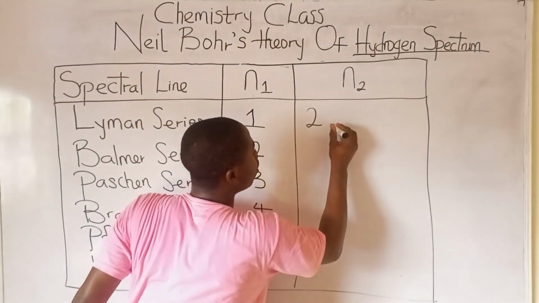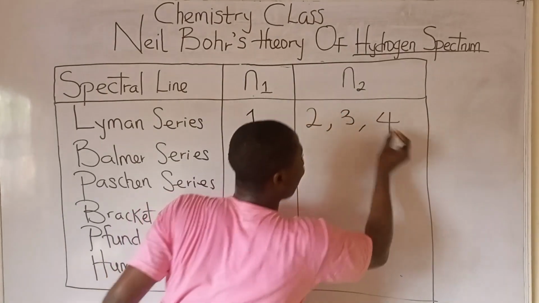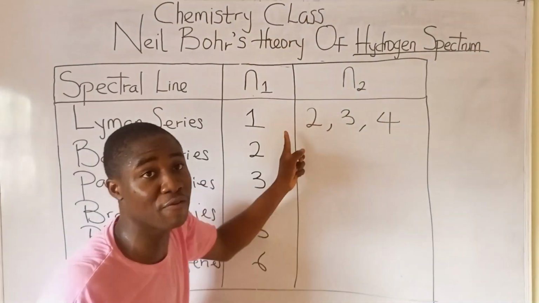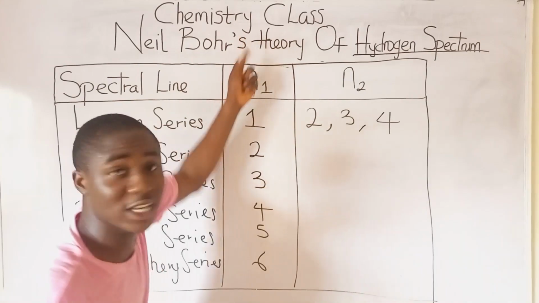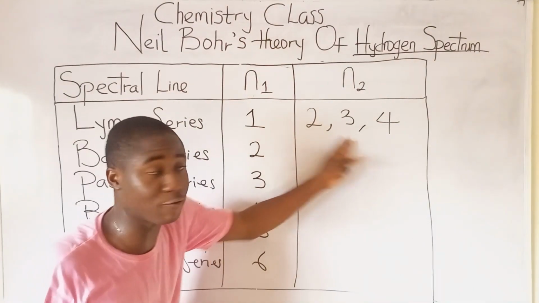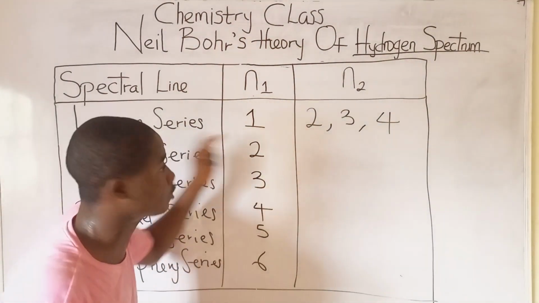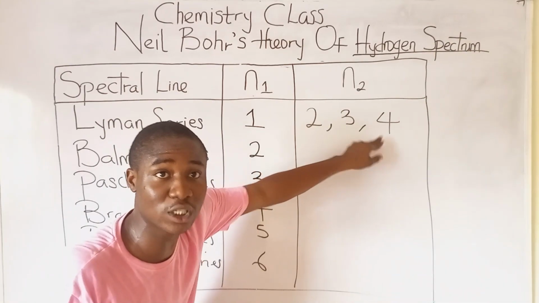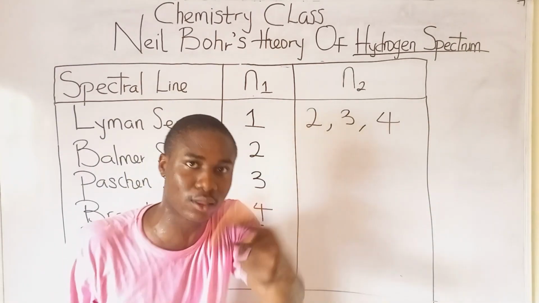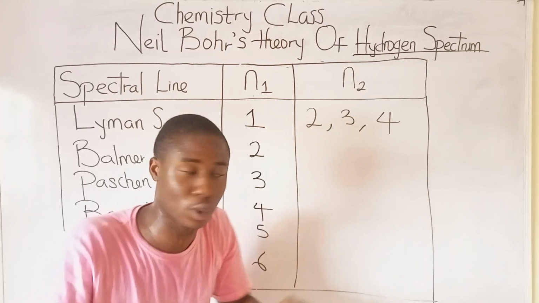So 2, 3, and 4. So you can see that the N2 values for these spectral lines are these. Okay, for this spectral line, specifically the Lyman series, the values are these, which is 2, 3, and 4. As we progress, we get to understand when we start solving practice questions.